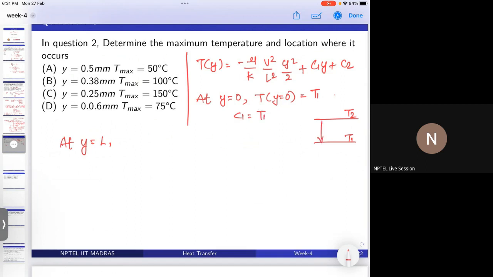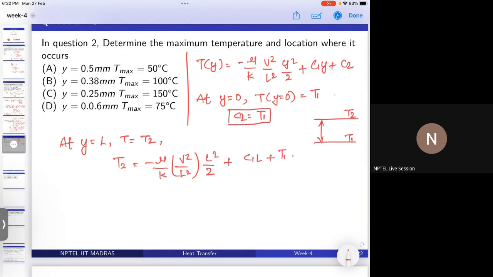Okay. Here in this case, it's 15 degrees, that's all. But I'm writing this in general form. So at y is equal to L, T is equal to T2. So T2 is equal to minus mu by K V square by 2 L square plus C1 L, sorry, it's not C1, it's C2. C1 L plus C2. C2 is T1.